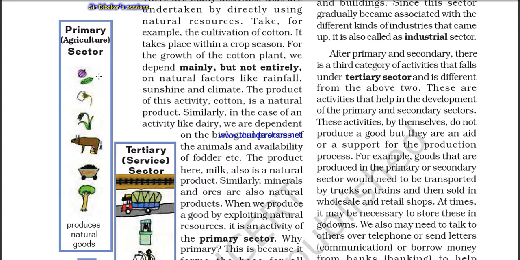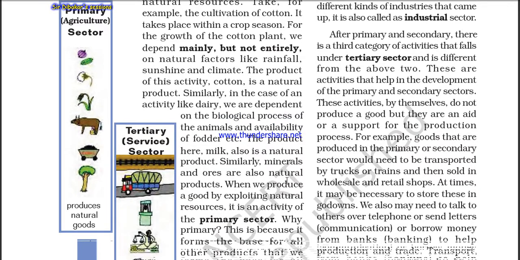Primary, within brackets agriculture, because we have to produce it from nature. It is not produced by us using machines and all. It is procured from nature. Hence, it is from the primary sector. These kinds of activities are considered primary sector activities. You have to have a look at the images here. See the different kinds of activities shown here. I hope it's clear.